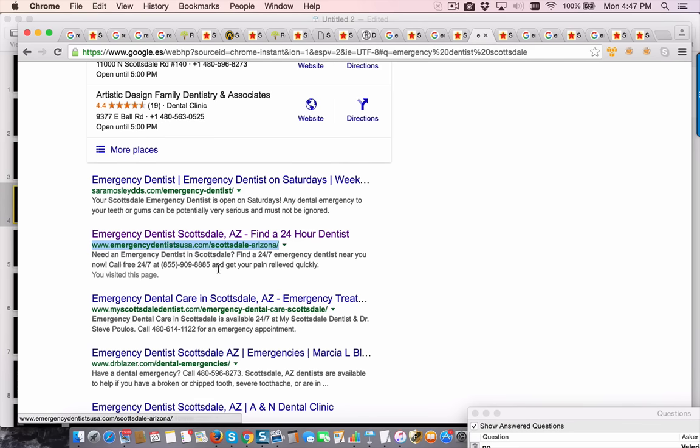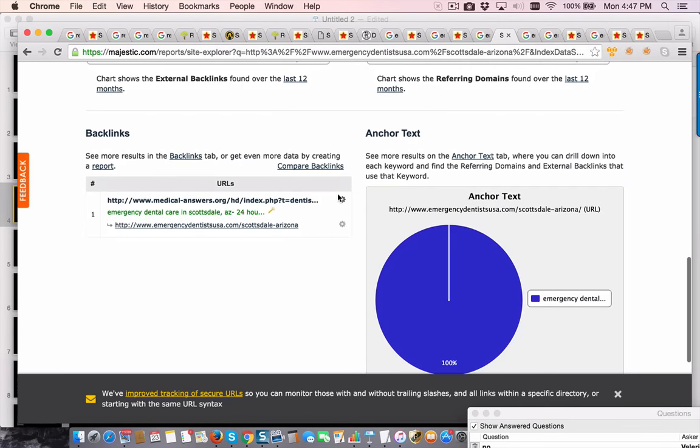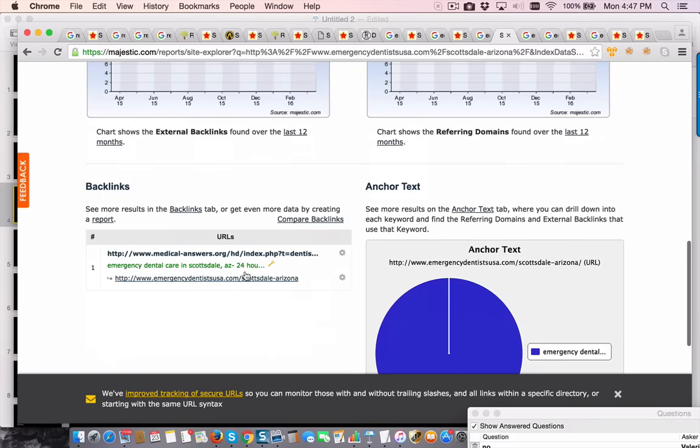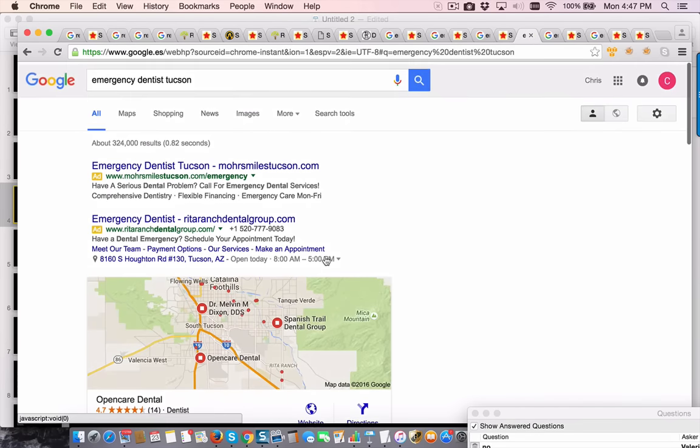And here we got Scottsdale. See the pattern they're following? They're following the same city pattern that the other site was. So much you can learn from these. Let's look at the backlink structure. 1 crummy backlink. Oh, my goodness. There's some kind of form or something on here. I mean, please. How easy is this?